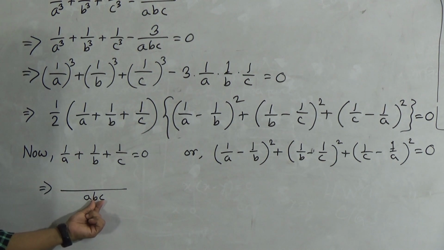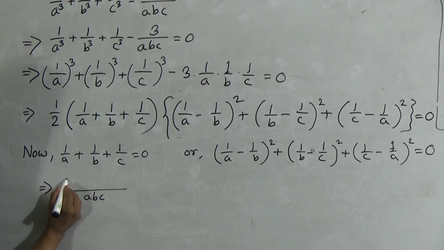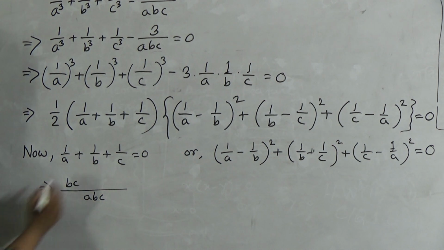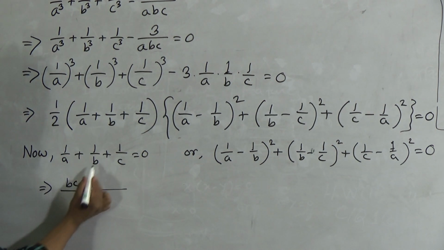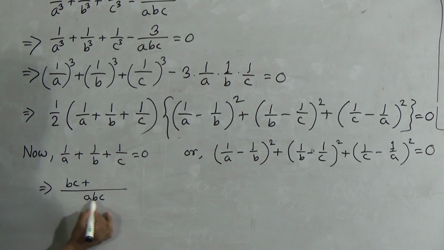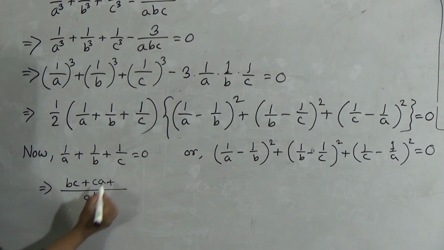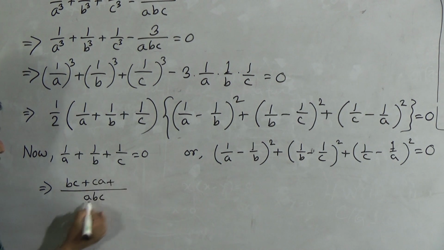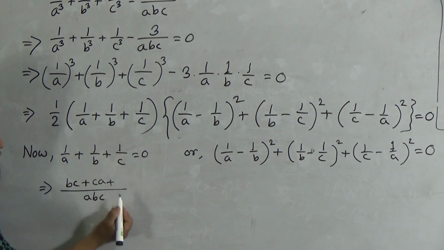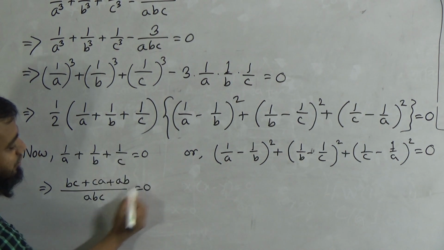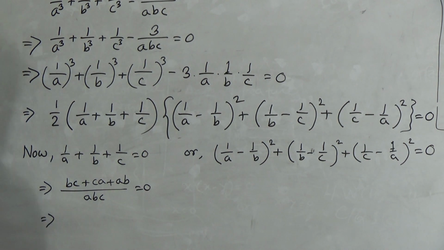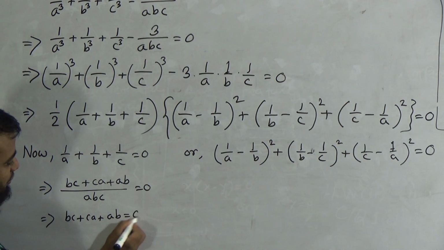we will get bc, and bc will multiply by 1, we will get bc as our numerator, plus now for the second, we will divide abc by b, we will get ca. ca will multiply with 1, we will get ca, plus abc will divide by c, we will get ab, and ab will multiply by 1, it will be ab, that is equal to 0. Implies that we can transfer this abc to the right side, we will have bc plus ca plus ab equal to 0.